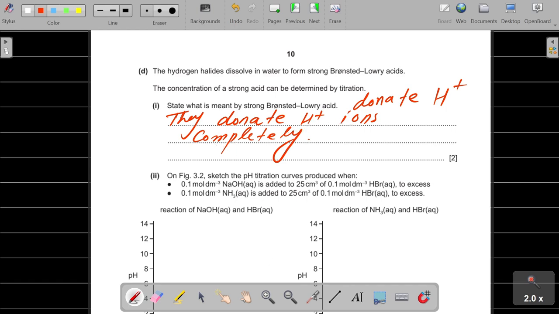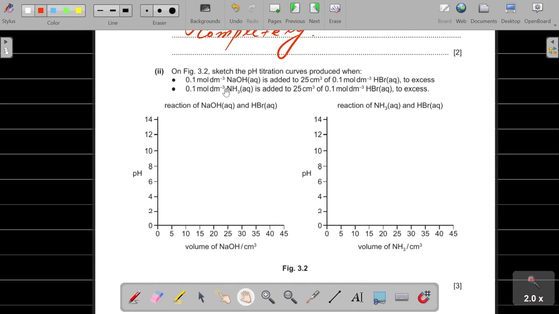Okay. So the next question we have is 3.2: sketch the pH titration curve produced when 0.1 mole per dm cube is added. Concentration is equal to moles divided by volume. So concentration is mole per dm cube, V is volume in decimeter cube, and n is equal to mole.